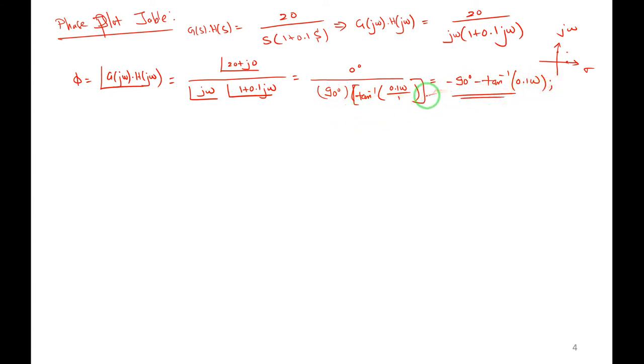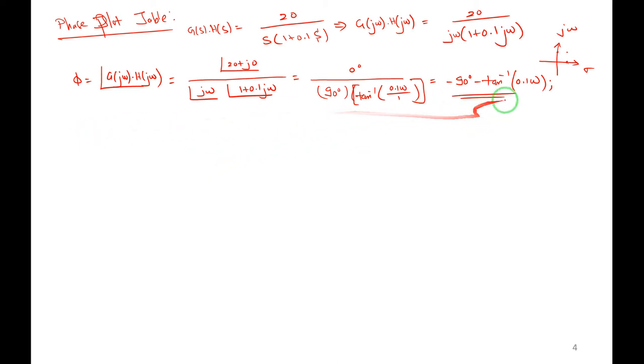If any doubt still here, you can ask, or else I will proceed. Phase angle phi is what I am getting: minus 90 degree minus tan inverse of 0.1 omega. Right? Now we will go for a phase plot table. Any doubts till here? 1 minute. I will take a pause. Okay, I'll continue. Okay, fine.